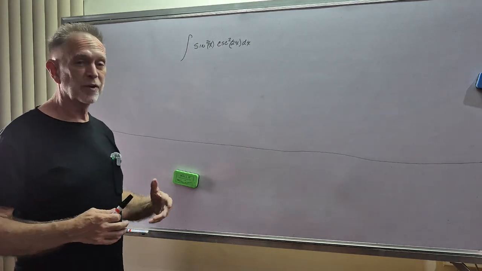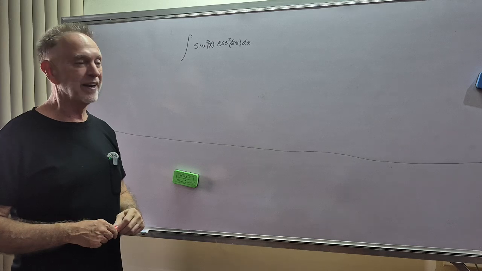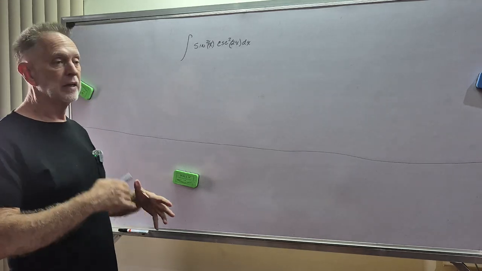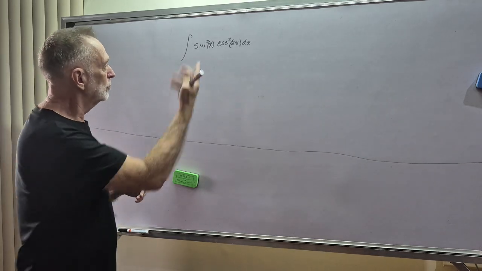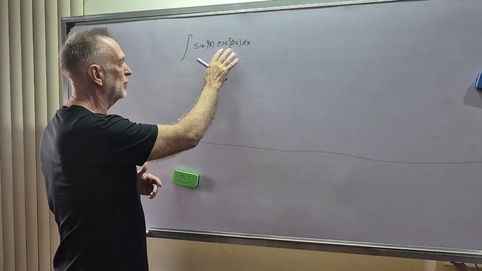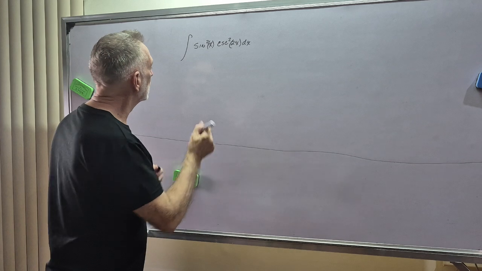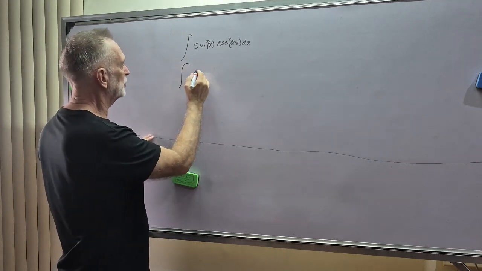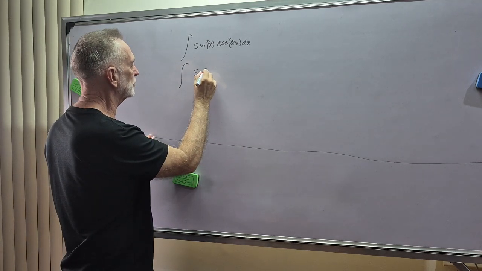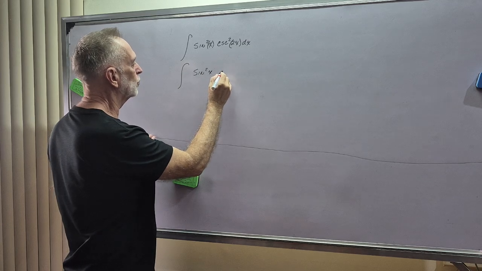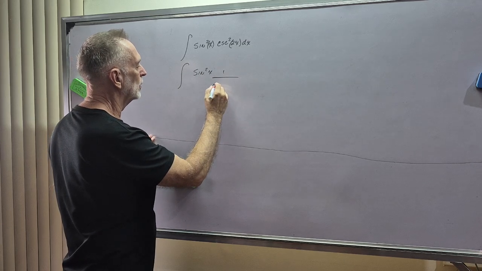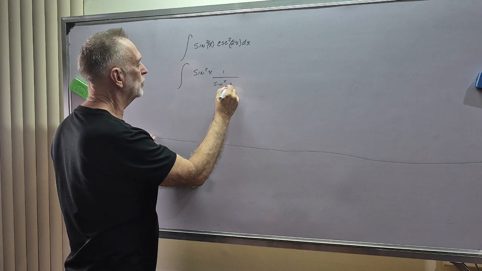So sometimes when I look at a problem in the very beginning, I'm thinking, whoa, what to do? So I will change things around. For example, cosecant I know is 1 over sine. So let me make that change. I have sine squared x times 1 over sine squared 2x.